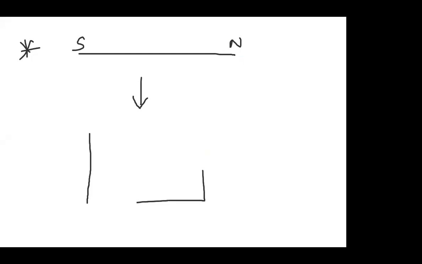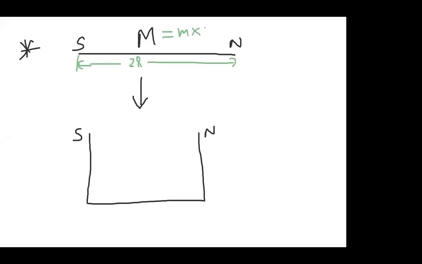Let us observe. Here a straight magnet is there. Let me take it, this is south pole and this is north pole. Now this is cut and made into a shape like this. This is south pole and this is north pole. So now what is the magnetic moment? Let us take it as M. The south pole to north pole distance is 2L and the pole strength of each one is small m. So capital M is small m into 2L.